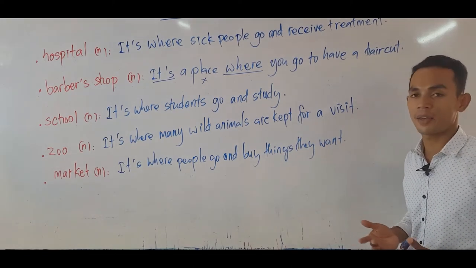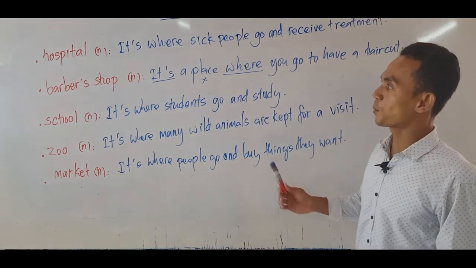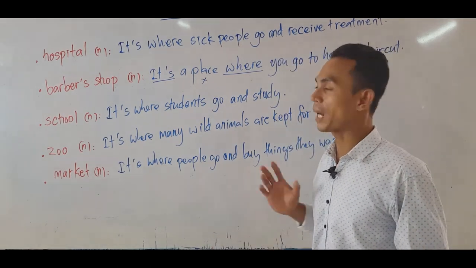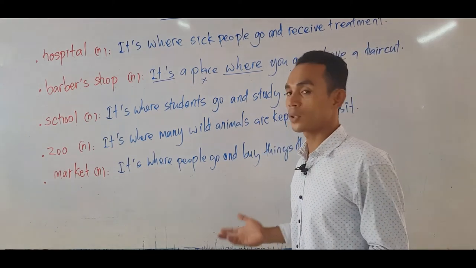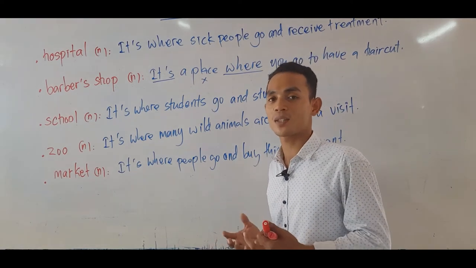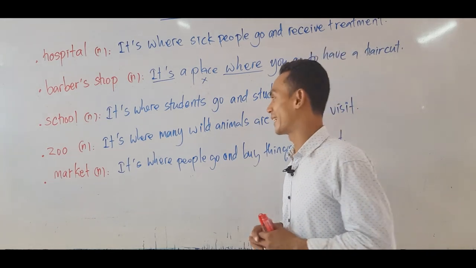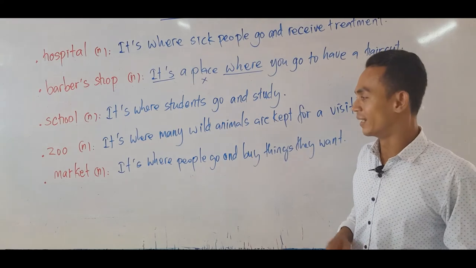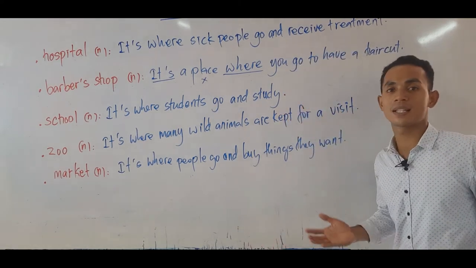It's where people go and buy things they want. It's market. It's easy. So again, hospital, it's where sick people go and receive treatment. Barber shop, it's a place where you go and get a haircut. And school, it's where students go and study, or it's where students go to meet their teacher in the classrooms, you can say like this. A zoo, it's where many wild animals are kept for a visit. A market, it's where people go and buy things they want.